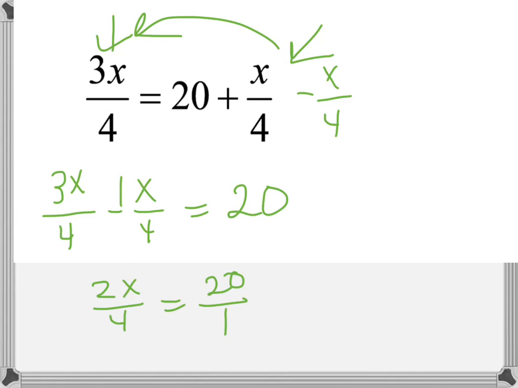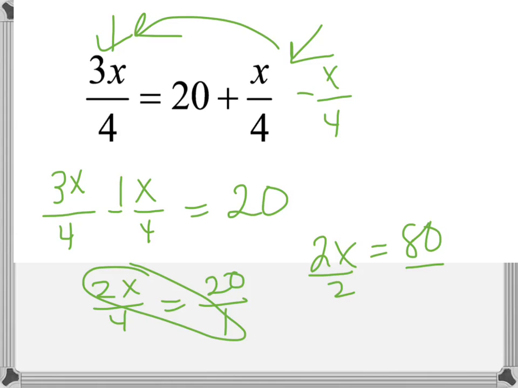So now I have a proportion. Now I'm going to use the cross products. 2x is equal to 80. Divide by 2, so x should be equal to 40. Let's go ahead and check that real quick here.